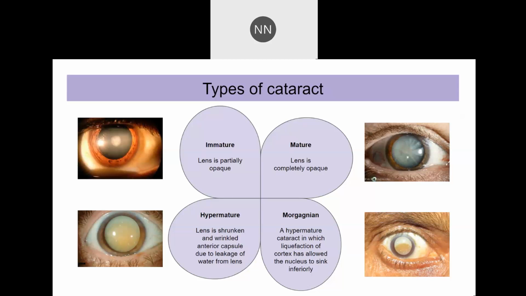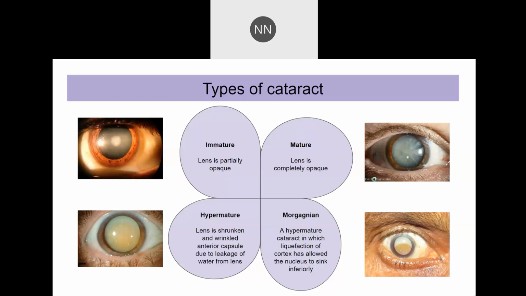Next is based on the maturity of the lens. So we have four: immature, mature, hypermature, and Morgagnian cataract. So in immature, the lens will be partially opaque. Compared to mature, the lens will be completely opaque.